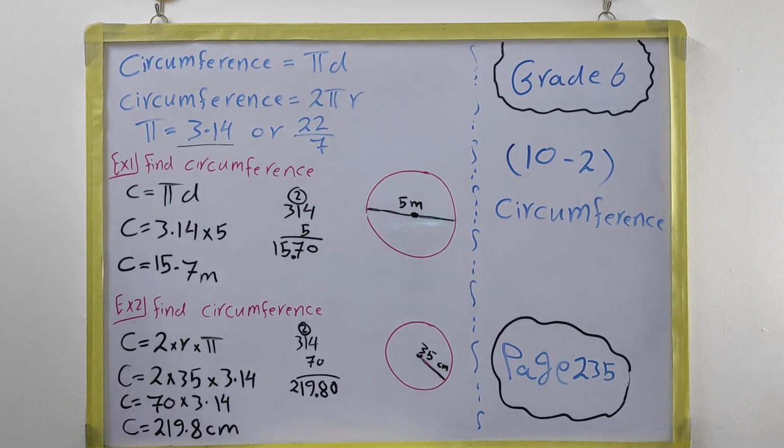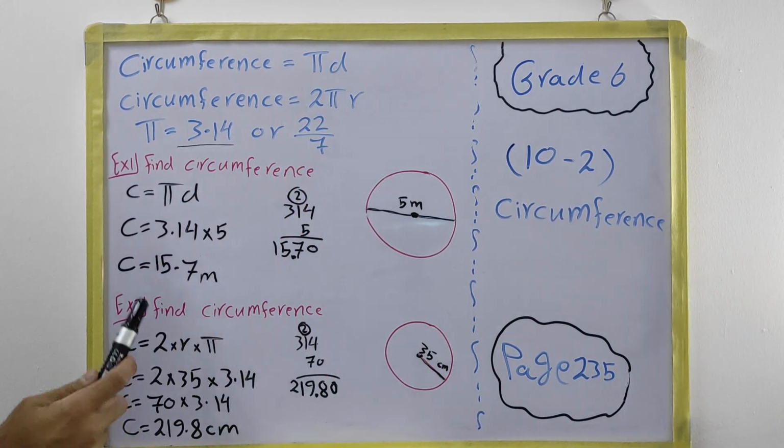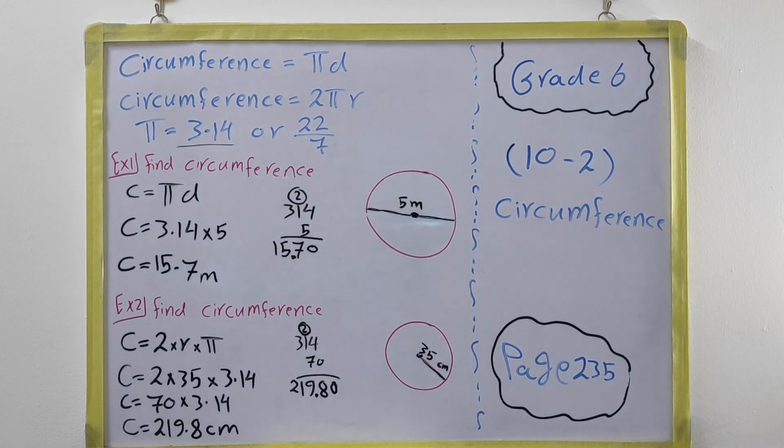That's how we can find the circumference of a circle. If diameter is given, we use pi multiply diameter. If radius is given, we use 2 multiply radius multiply pi.